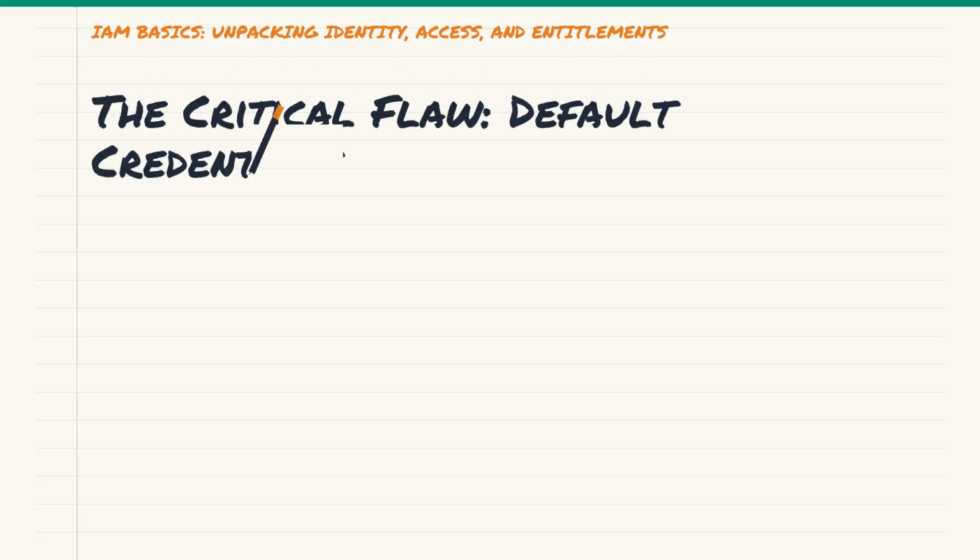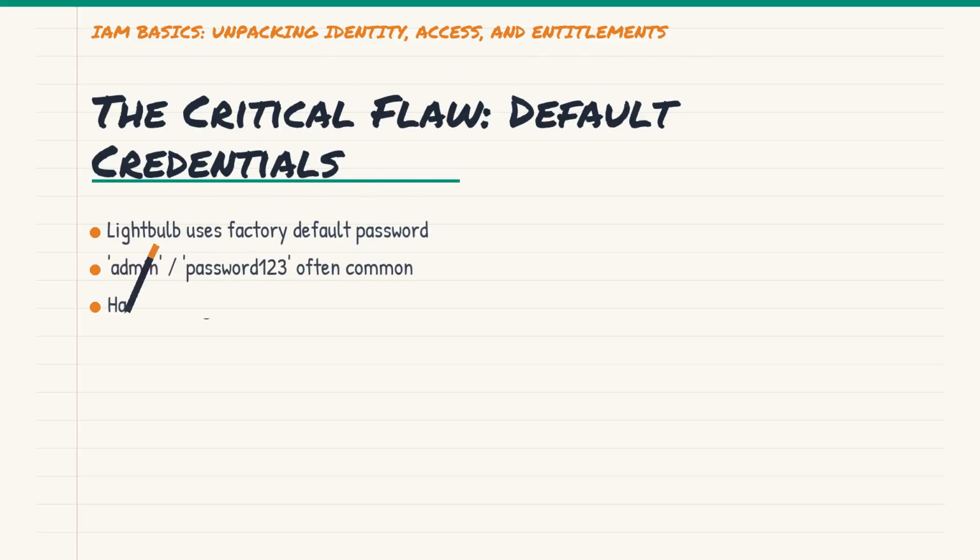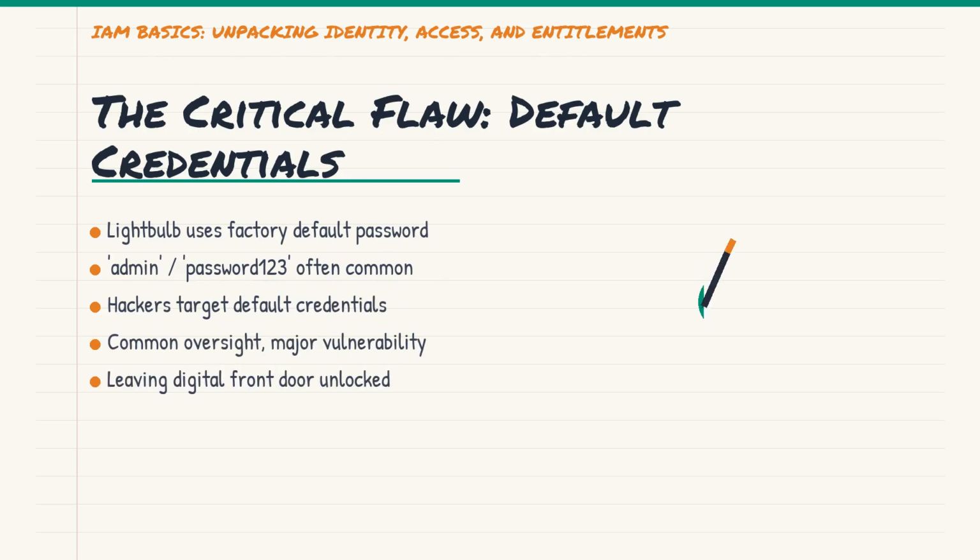Here's the problem: this brand new smart light bulb, like many IoT devices, comes with default factory credentials, often something incredibly simple like admin password 123. The installation guide probably says to change it, but it was overlooked. This unmanaged machine identity now has an easily guessable password. Hackers actively scan the internet for devices with these default credentials because they know it's a super common oversight. It's like leaving your front door unlocked after buying a new house, an open invitation for trouble. This single point of failure can unravel an entire security posture.